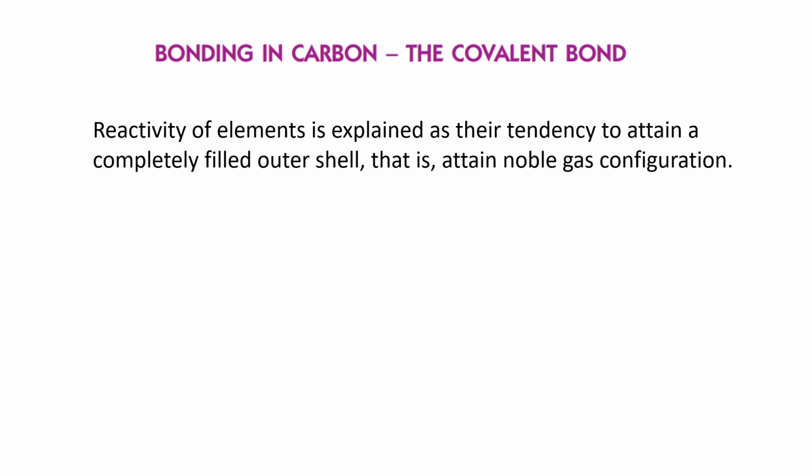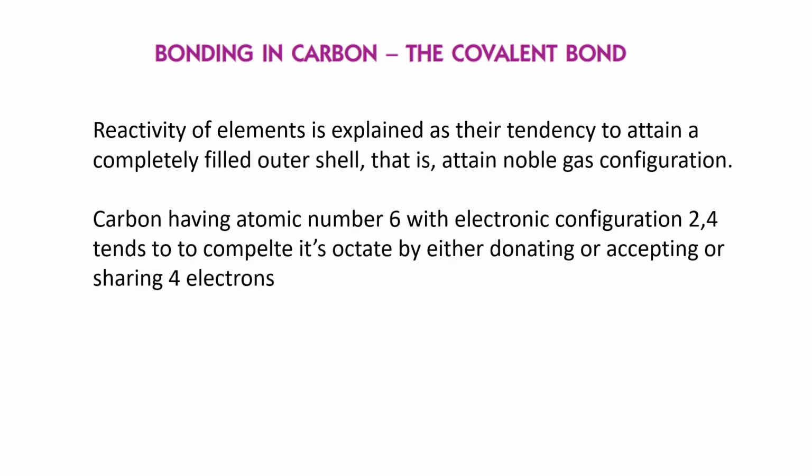All the elements except noble gases try to either gain, lose, or share electrons to complete their octet. And once they complete their octet, we say that they are now stable. In the same way, carbon, which has atomic number 6 and electronic configuration 2, 4, needs 4 electrons to complete its octet. So it can complete its octet by either donating 4 electrons, accepting 4 electrons, or sharing 4 electrons.